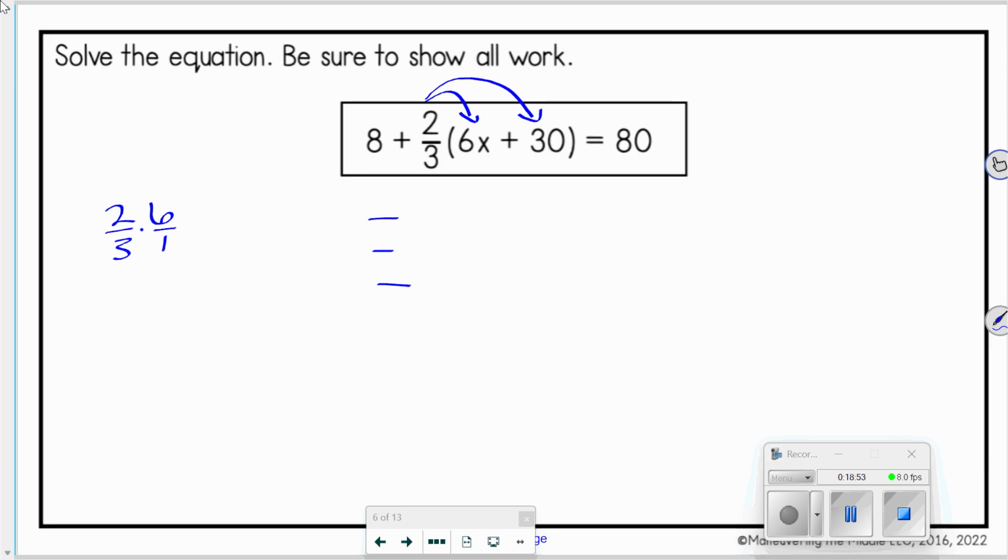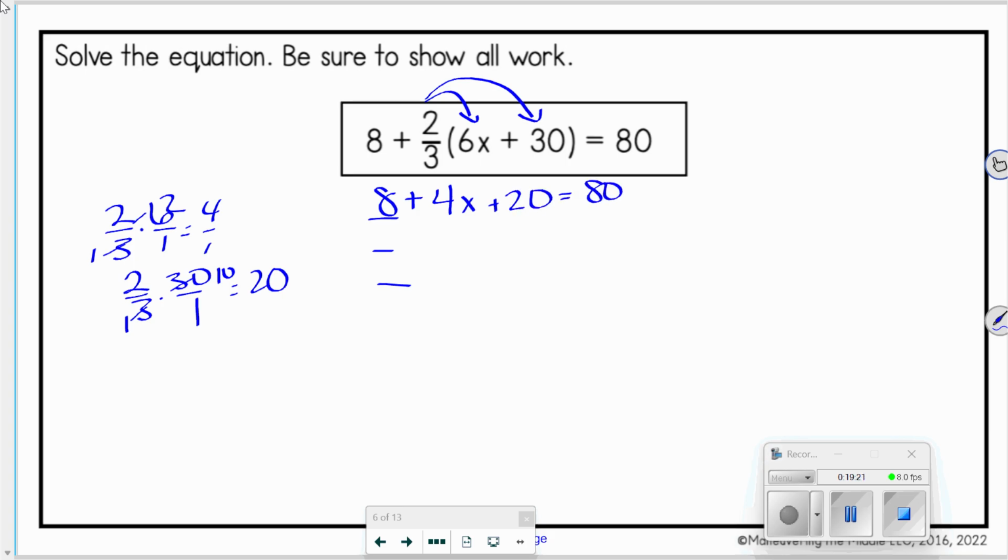So on this one, I've got 1, 2, so this equals 4. We're not doing it with the 8, so I'm going to rewrite that. So that becomes 4x. And then 2/3 times 30. We got another reduction, it becomes 20. Guys, please stop. I have positive times positive, so that stays positive. Plus 20 equals 80. I now combine my like terms, so that becomes 4x plus 28 equals 80. We're now ready to start our solution process.